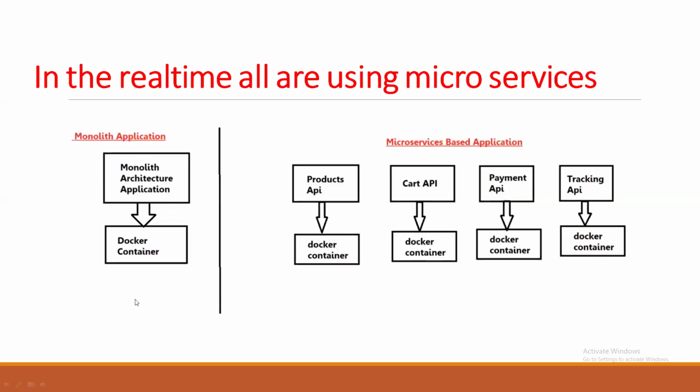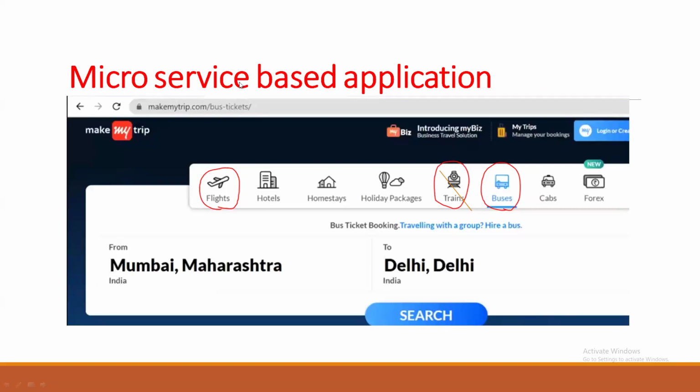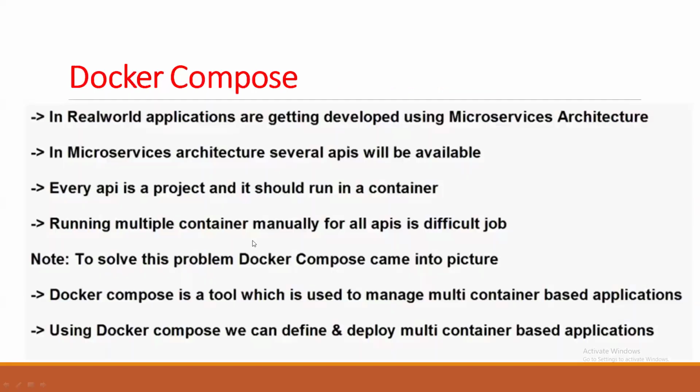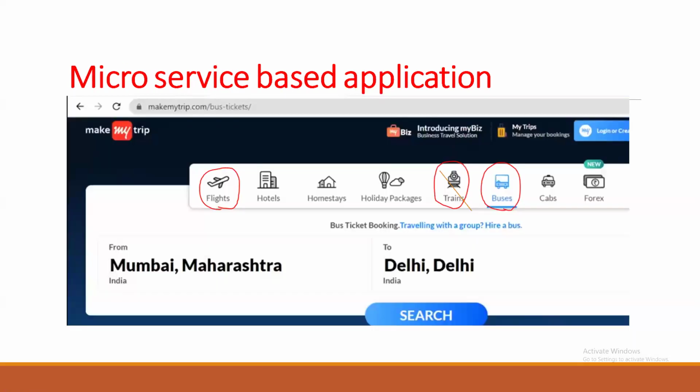For example, I will show you guys. In real time, all are using microservices. Monolithic means everything will be one container, but in microservice based, for example, e-commerce: products API, cart API, payment API, tracking API. Everything will be a microservice, as a container. Take Make My Trip: we have categories like flights and trains. Each is one microservice that we deployed. Trains is one microservice, flights is one microservice. Guys, understood?